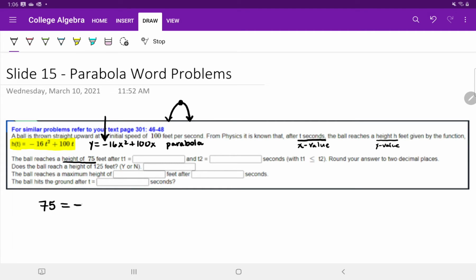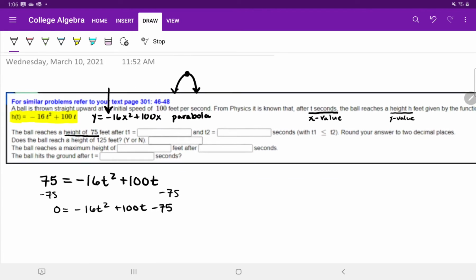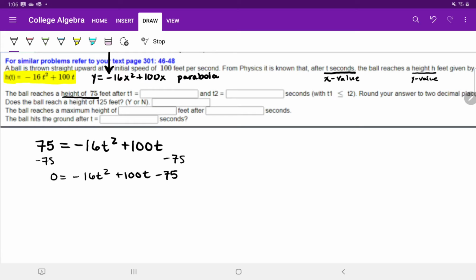75 equals negative 16t squared plus 100t, and we want to figure out what time that happens, so solve for t. The easiest way to solve for t is to get 0 on one side, so I'm going to subtract 75 from both sides of my equation, which would be 0 equals negative 16t squared plus 100t minus 75. And then we need to solve for t using one of two methods. We can either complete the square, or we can use the quadratic formula.